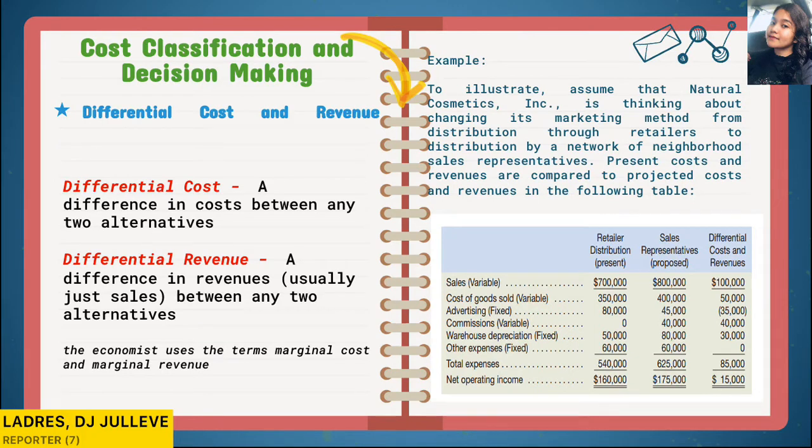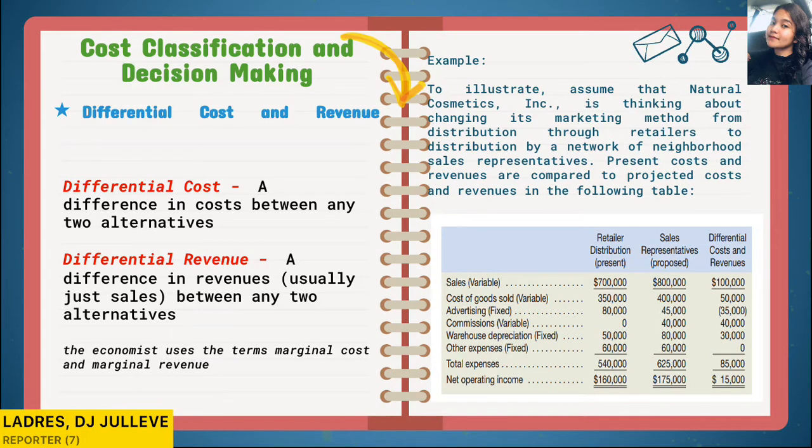So again, pag increase in cost, ang tawag is incremental cost. Pag decreases in cost, ang tawag is decremental cost. Differential cost is a broader term, encompassing both cost increases or incremental cost and cost decreases or decremental cost between alternatives.